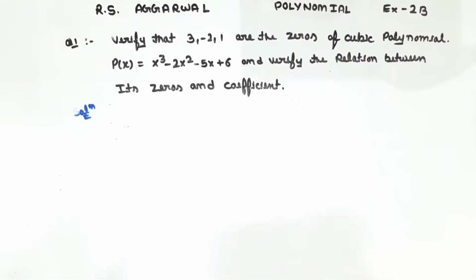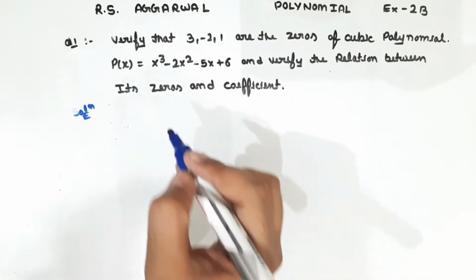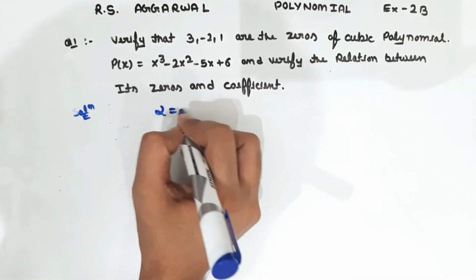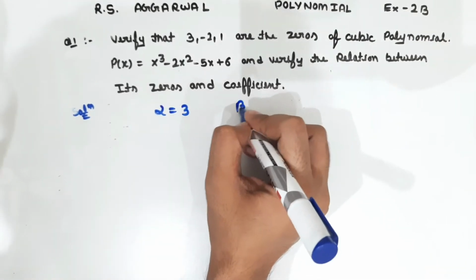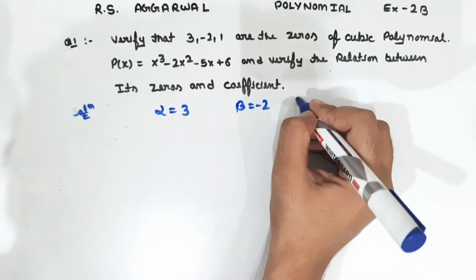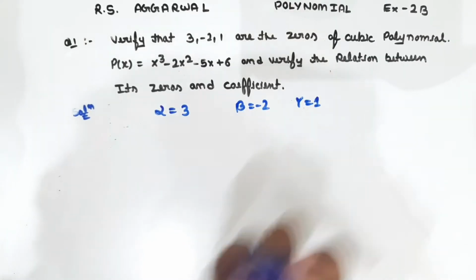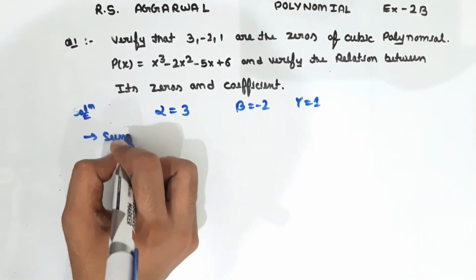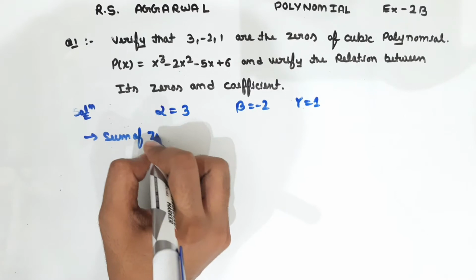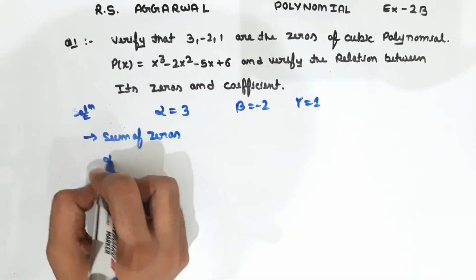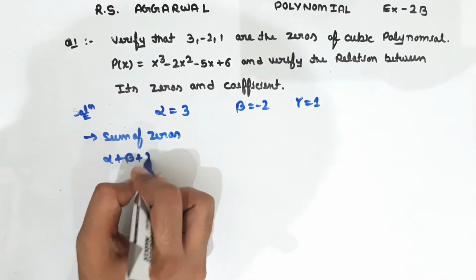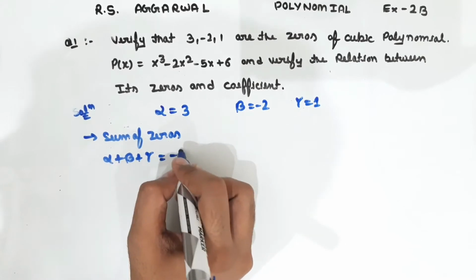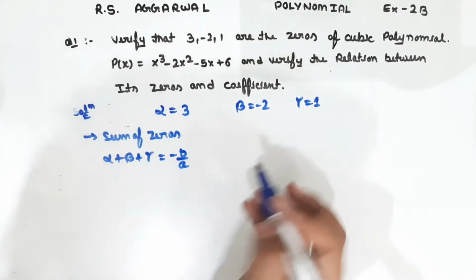Now we have to verify the relation between zeros and coefficients of the polynomial. So we have given 3 zeros. First zero is alpha, that is 3. Second zero is beta, that is minus 2. And third zero is gamma, that is 1. So firstly, as we know, sum of zeros, alpha plus beta plus gamma, will be equal to minus b upon a.